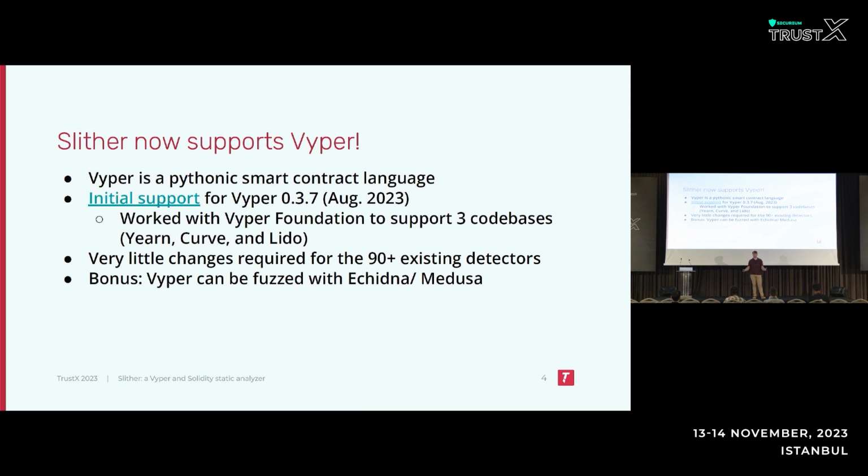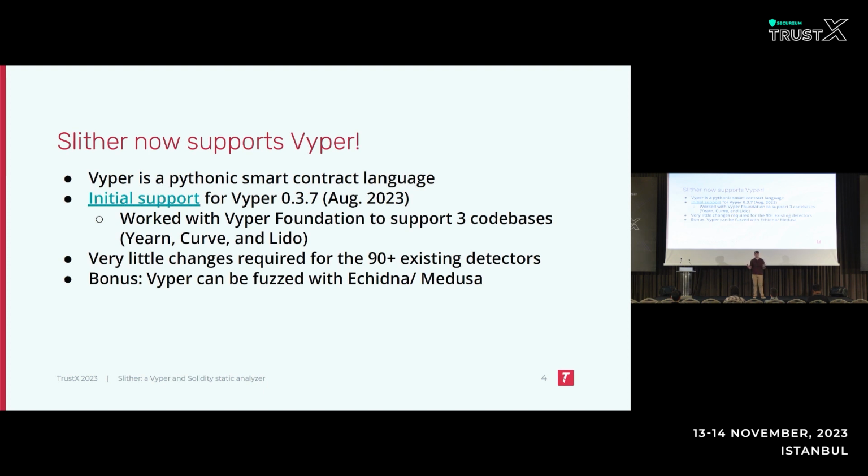This August, we worked with the Vyper team to add initial support specifically for the 0.3.7 version of the language. We worked with them on 3 different code bases, from Yearn, Curve, and Lido, to get this initial support for the language and continue working on it from there.